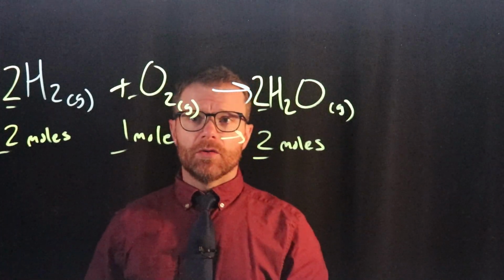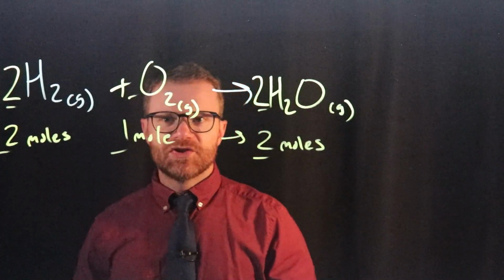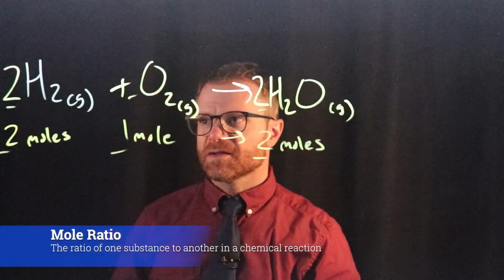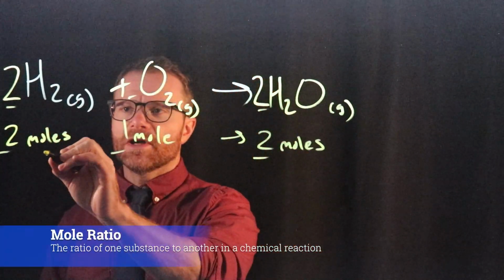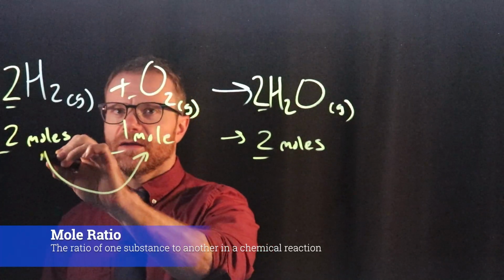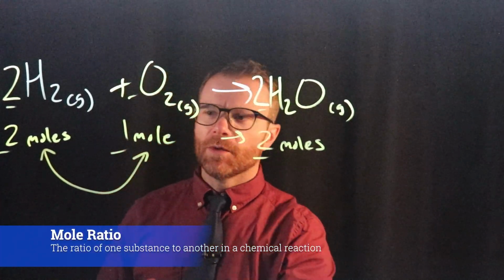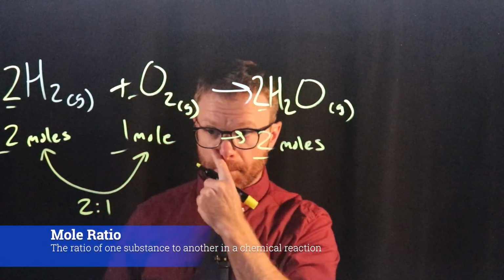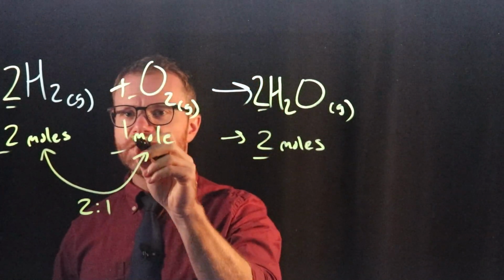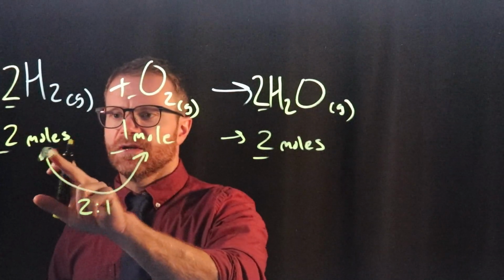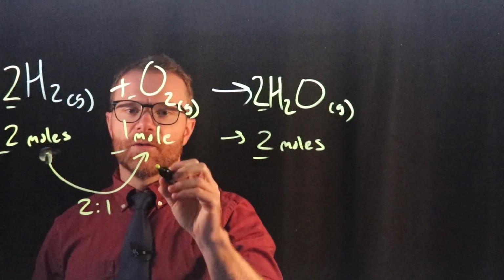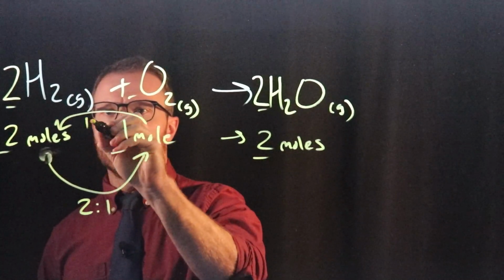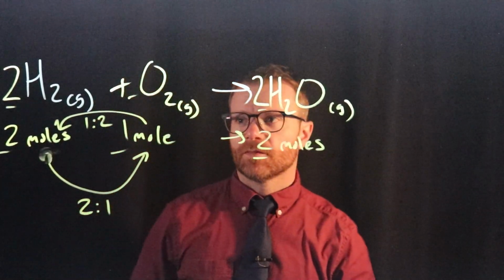Okay, so the mole ratio is just the relationship between our different reactants and products. So if we were to ask for the mole ratio between H2 and O2, we would say that ratio is 2 to 1. If we wanted to do it in reverse, I guess I should draw an arrow there. If we wanted to do it in reverse, then that would be 1 to 2.